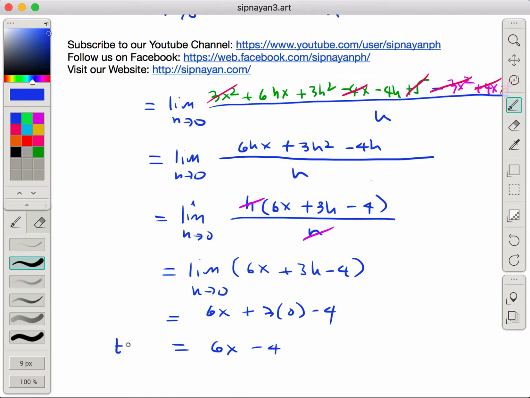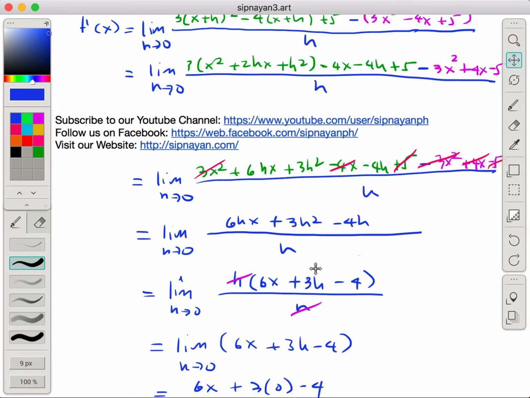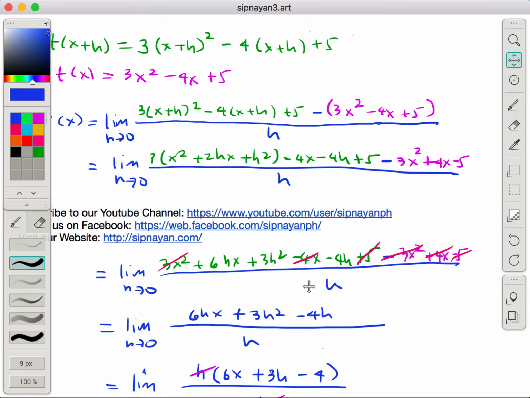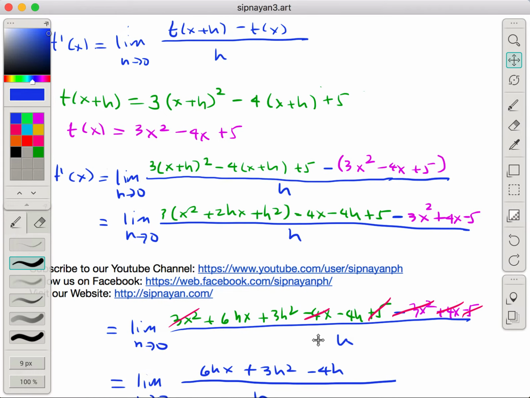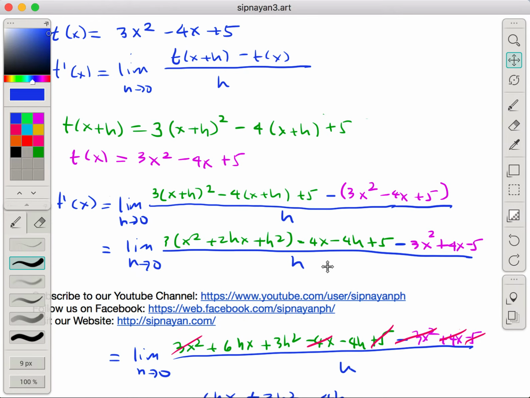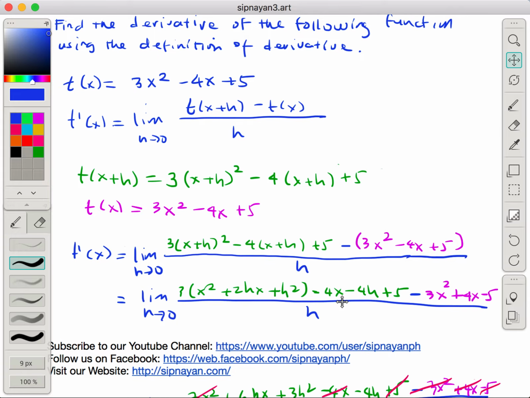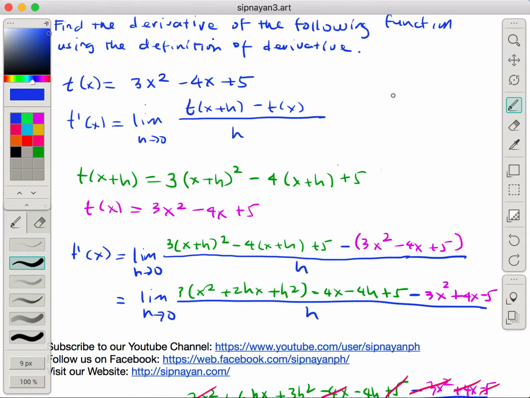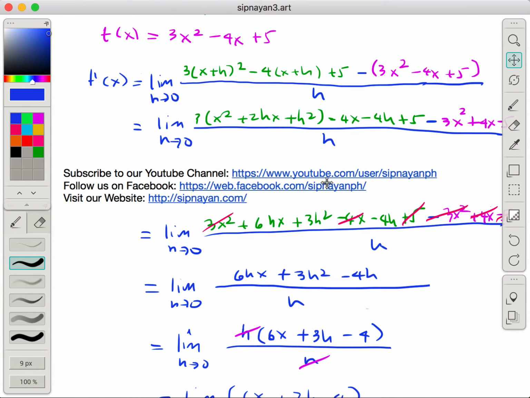This is f prime of x, meaning this is the slope of the function at x. Slope of f at x. I explained in previous videos why the slope has an x. So f prime of x, the slope of f at x, is equal to 6x minus 4.